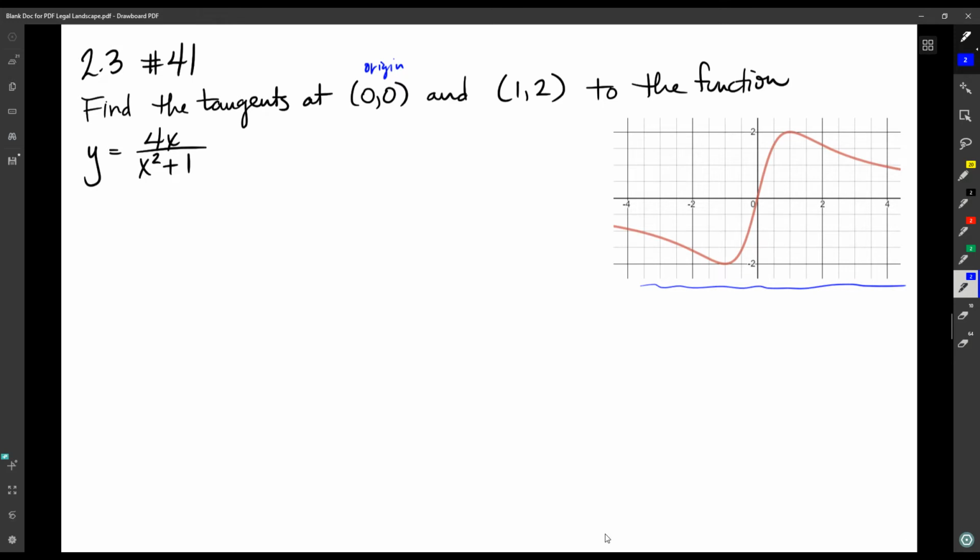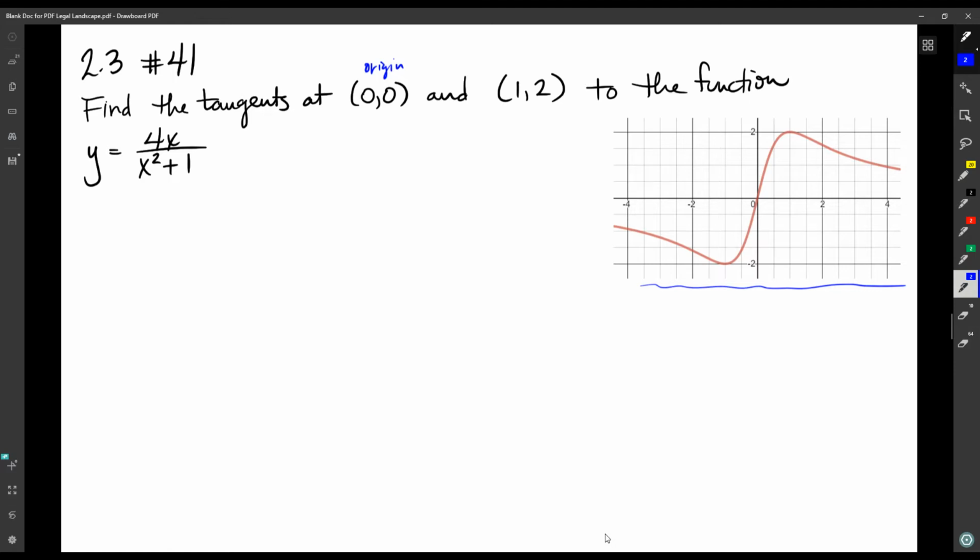You can kind of see maybe then why it's called a serpentine. It looks like a snake that has slithered through the origin and has one horizontal asymptote there at the x-axis. So that's the graph. We're going to find the tangents now.